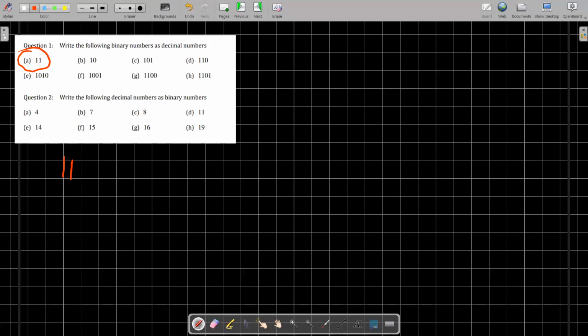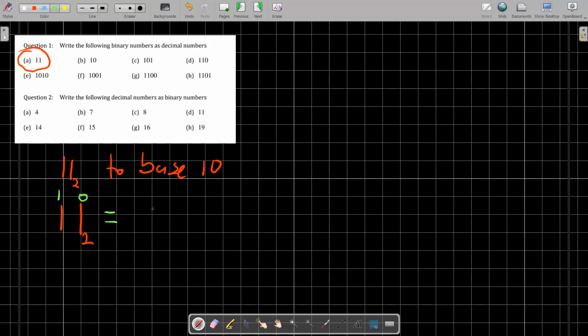11 is a binary number, meaning that the base is 2. You want to write it as a decimal number, so to base 10. So let's follow the same process. You have 1, 1. Remember, it's in base 2. And on top of it, you number 0, 1.